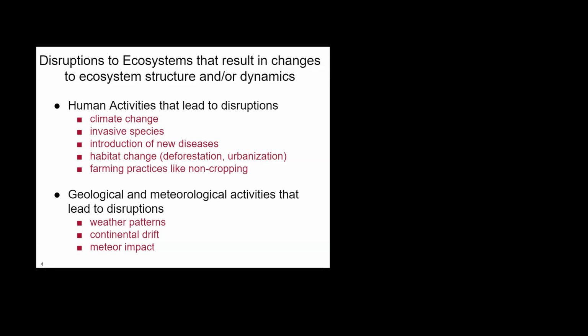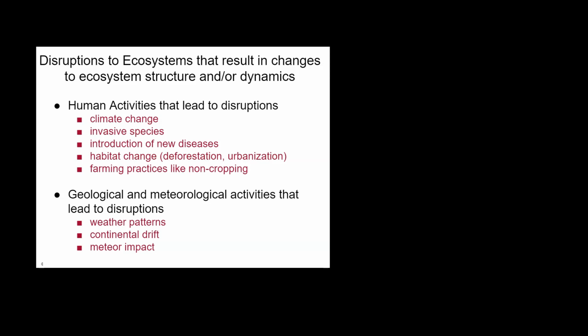In the second video, we're going to look at disruptions to ecosystems that are going to result in changes to either the structure or the dynamics within that ecosystem. So we can break that into two groups, either human activities or geologic, natural, meteorologic activities, both of which can lead to different disruptions.